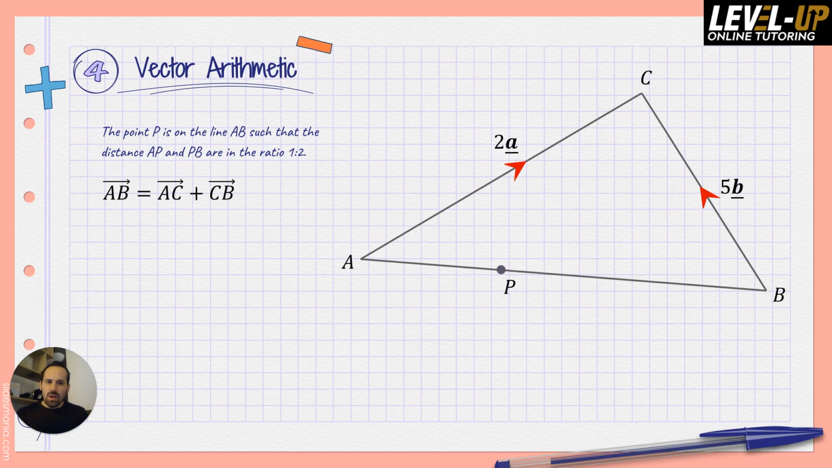So the simple thing here, say if we wanted to find out what the vector A to B is, because we don't know what that is here, we can use our understanding of vectors and vector arithmetic to find out what that's going to be.